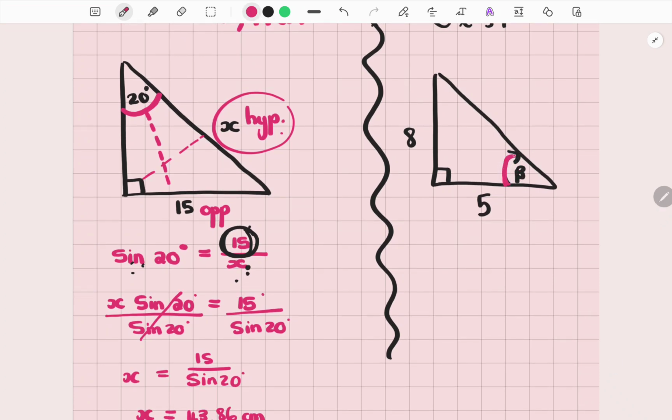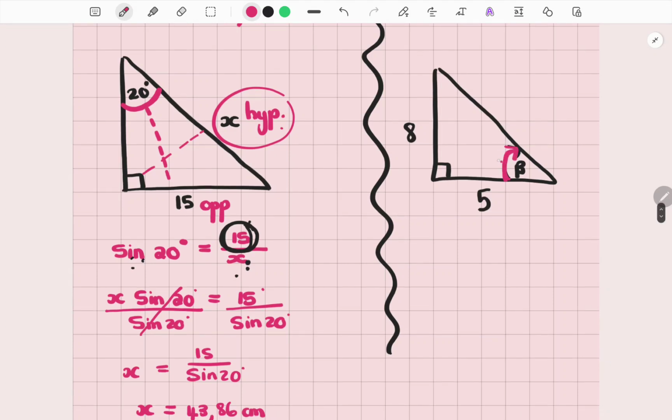From this angle over here, called beta, we've got the opposite, not the hypotenuse for now, because we've got nothing represented there, and the adjacent. So SOH CAH TOA, TOA is the tan function. Tan beta is equal to the opposite over the adjacent.